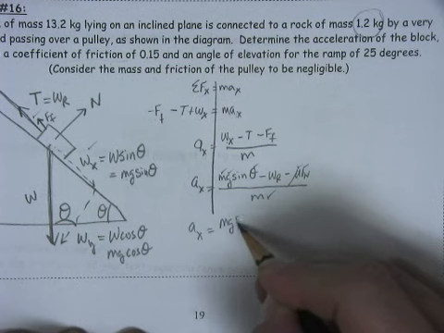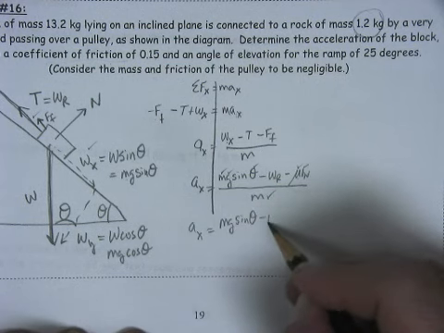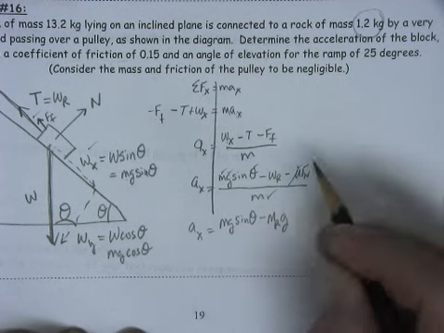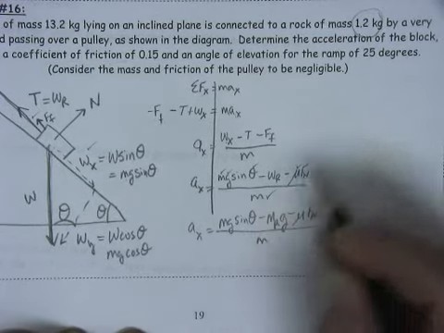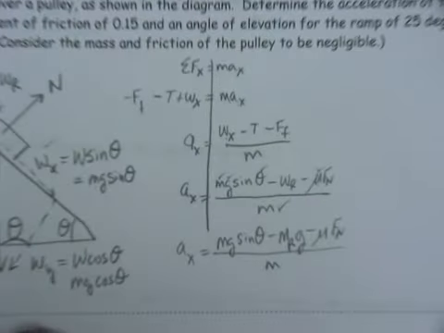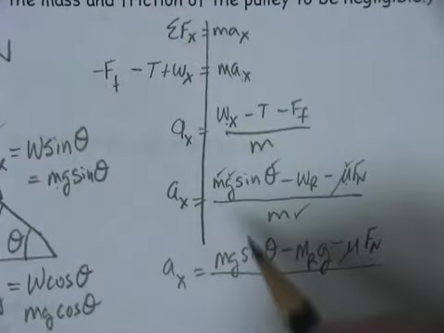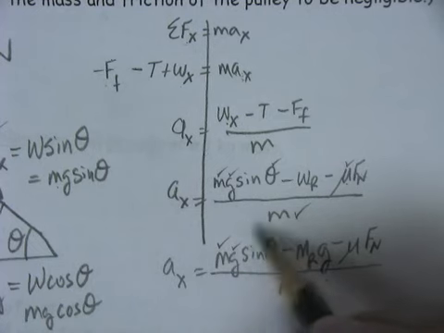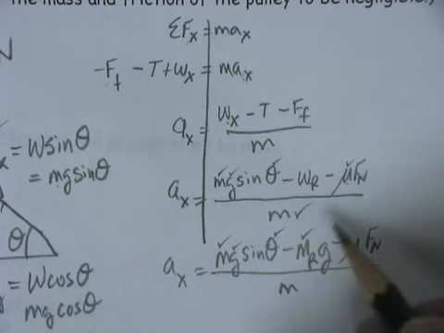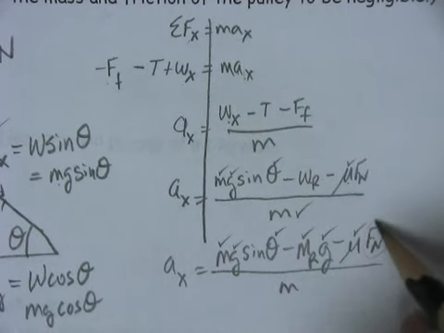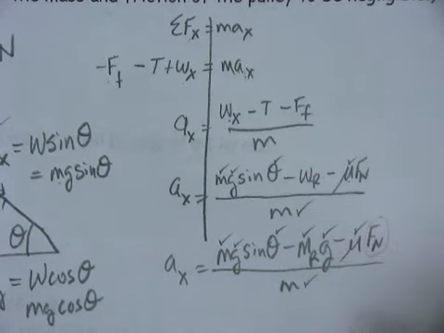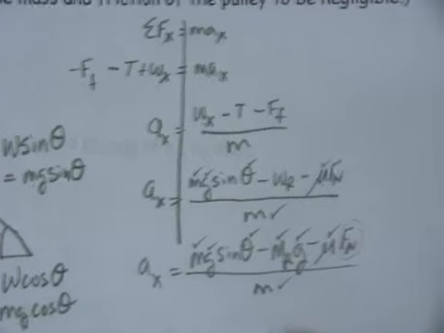So I've got a equals mg sine theta minus mass of the rock times g minus mu Fn, all over m. I'm going to zoom in just a little bit so you can see what I have. I know the mass of the box, g, theta, the mass of the rock, which is 1.2, and mu. I don't know the normal force, but I do know the mass of the box. If you don't know the normal force, the way to find it is to go in the y direction and grab it.